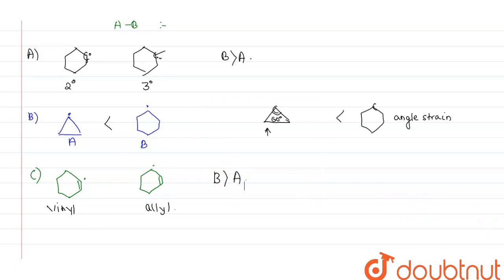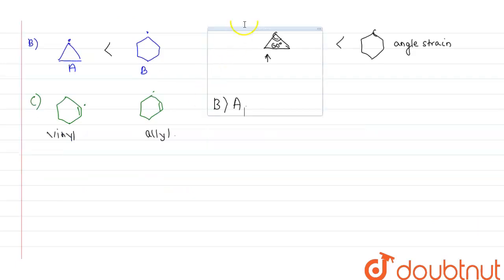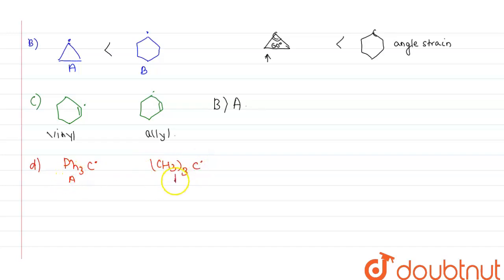And the last one is Ph3C and (CH3)3C radical. So this is A and this is B. If we consider this radical, it is Ph here, and Ph here.